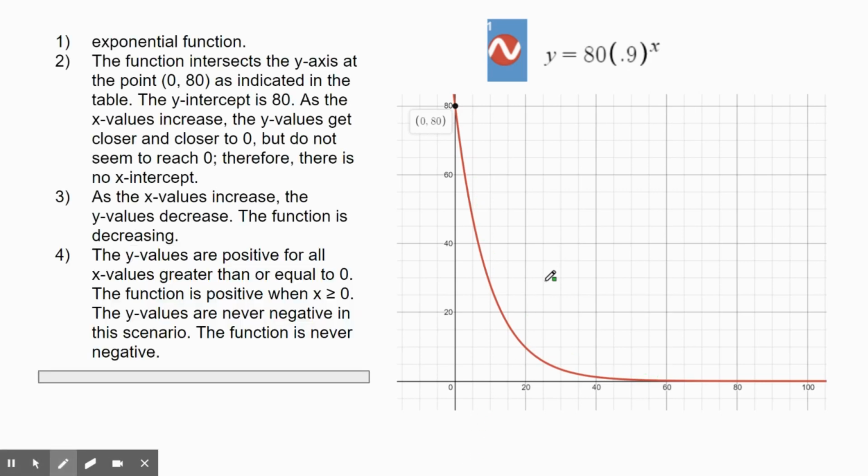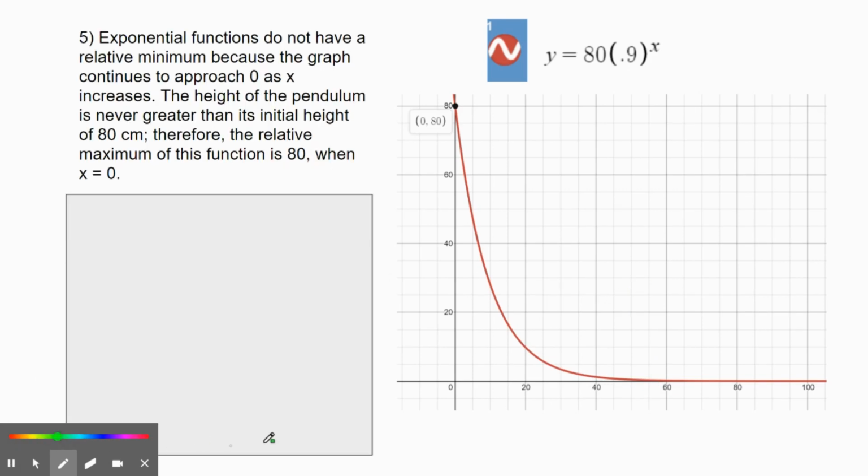However, this is a positive function because all the values of y are positive. It never goes below the x-axis. Exponential functions do not have a relative minimum because the graph continues to approach 0 but will never quite get there. But it does have a relative maximum up here at 80 centimeters.